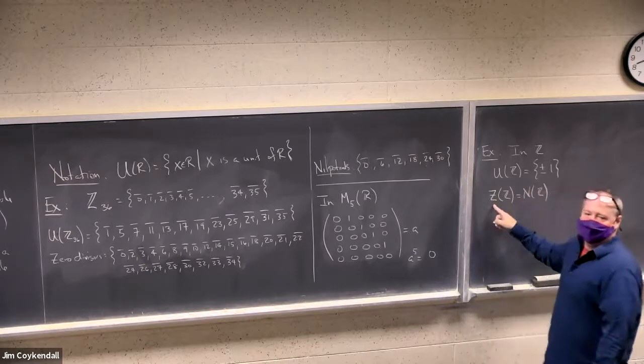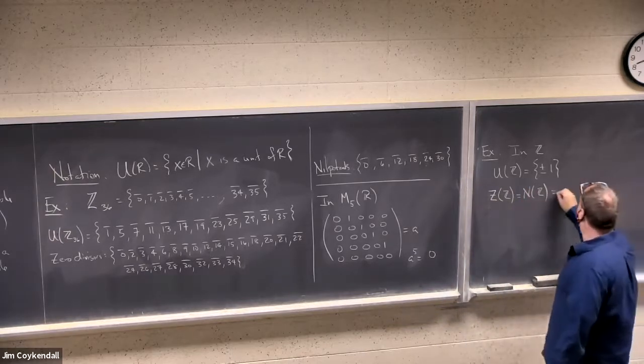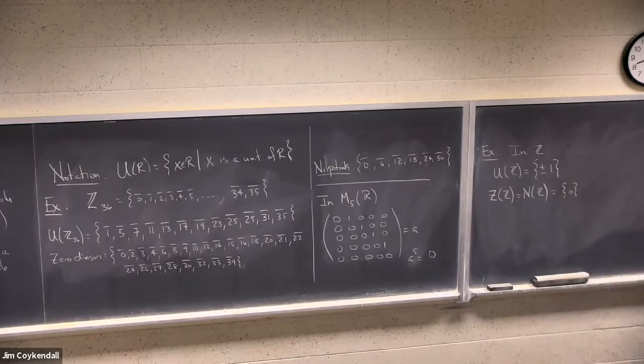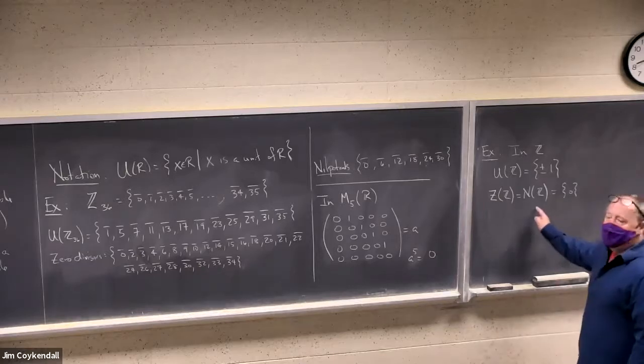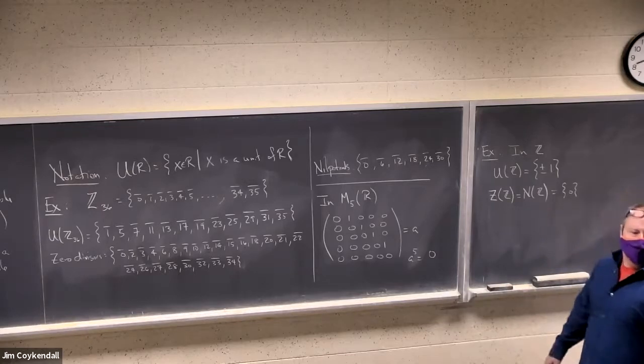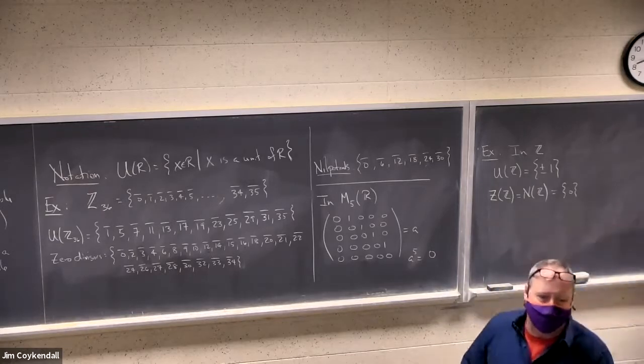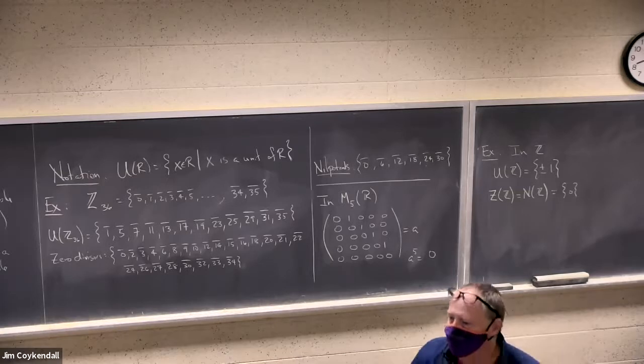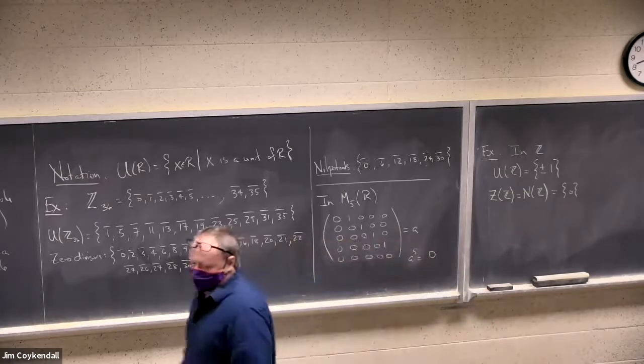I use this to denote the zero divisors and the nilpotents; it's only zero. Do I agree with it? If you have something times something equal to zero in the integers, one of those two things has to be zero. So the only zero divisor is zero itself. What this means is that most elements of the integers are neither units nor zero divisors. In fact, everything that's not zero or plus or minus one is an element that is neither a unit nor a zero divisor.